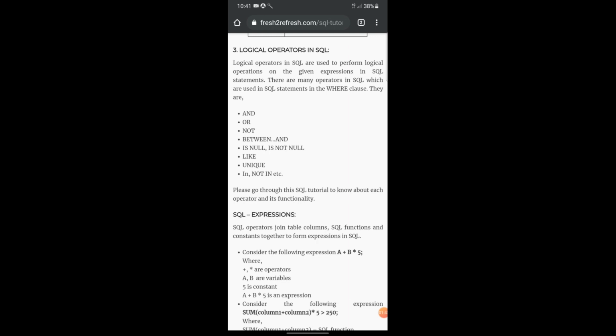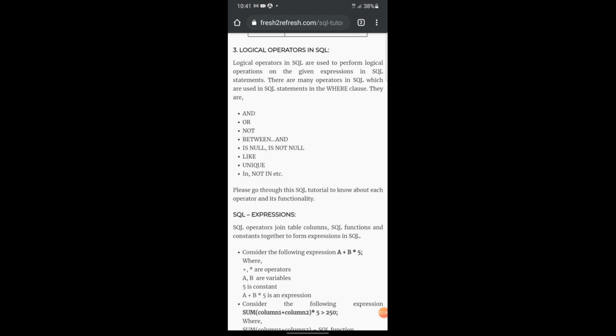So first comes the AND operation. AND operation means combining two tables. OR operation means adding two tables. NOT means the same as what you have done with the relational not. And the BETWEEN operation.